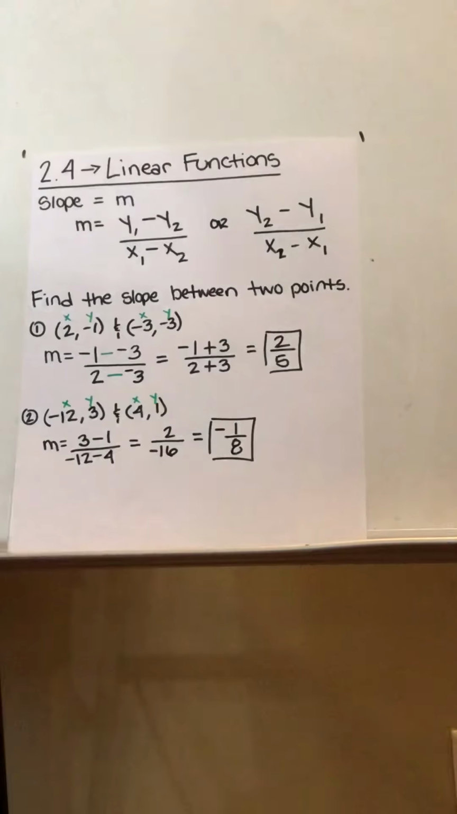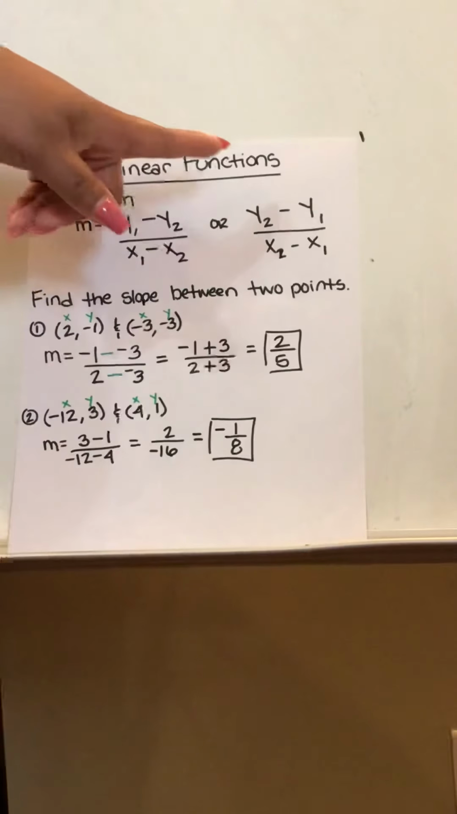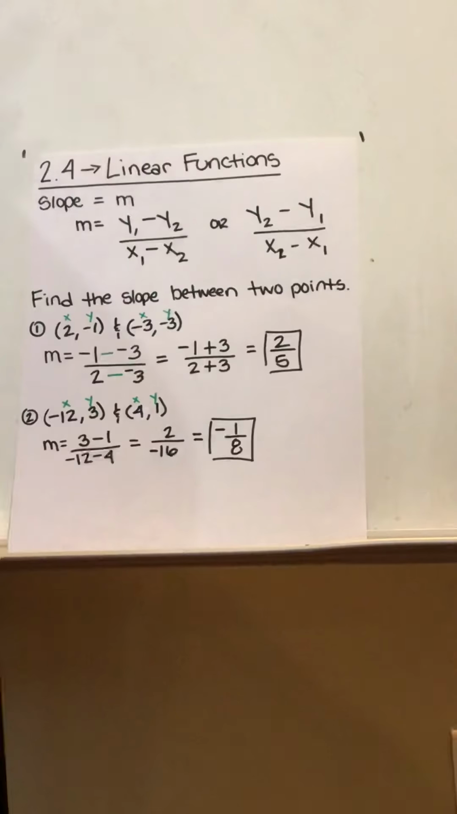2.4 linear functions. In this section, we're getting ready to graph linear functions, linear equations. Slope is represented as m. When you see m in an equation, then you'll know that's your slope, okay? Now, there are two forms of the way you can find the slope. It's nothing but the subtraction of your y's over your x's. So you can do the first point first or the second point first. It does not matter. It will give you the same answer.